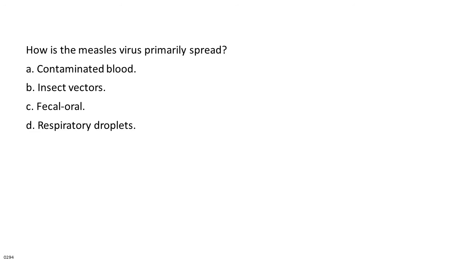How is the measles virus primarily spread? A. Contaminated blood. B. Insect vectors. C. Fecal oral. D. Respiratory droplets.